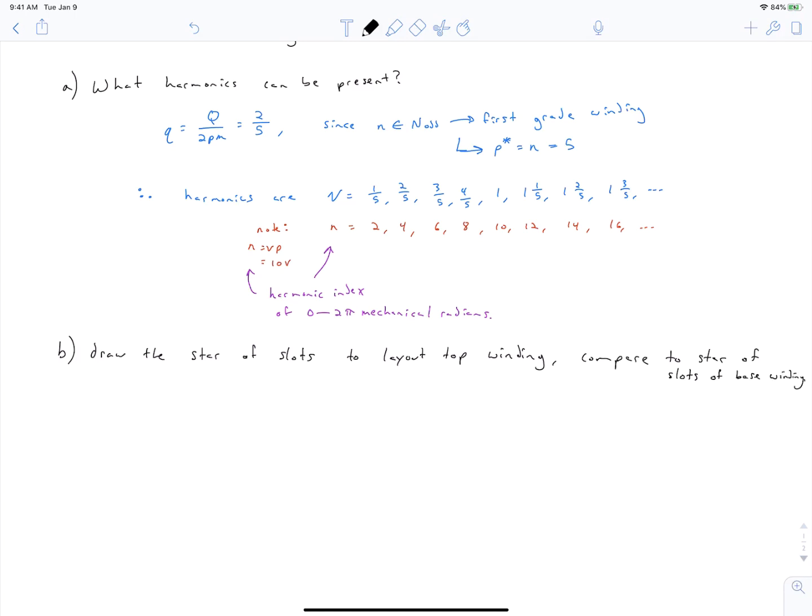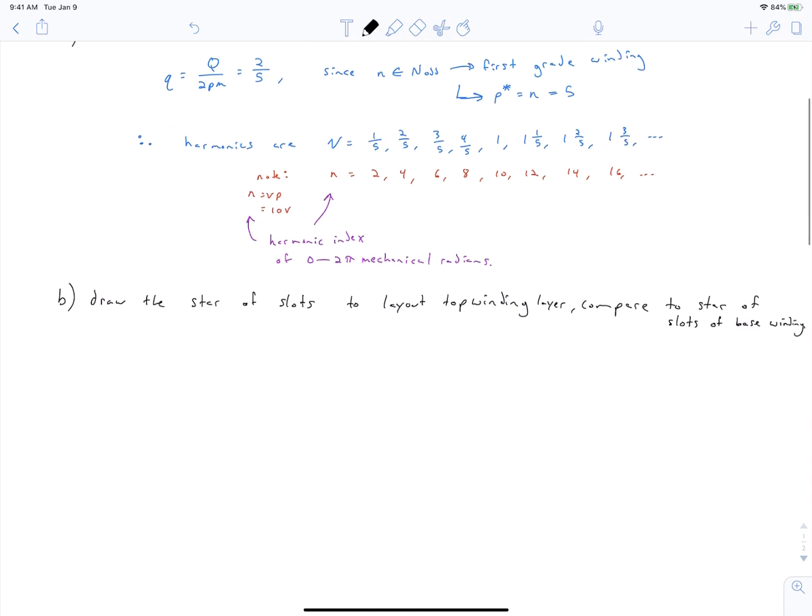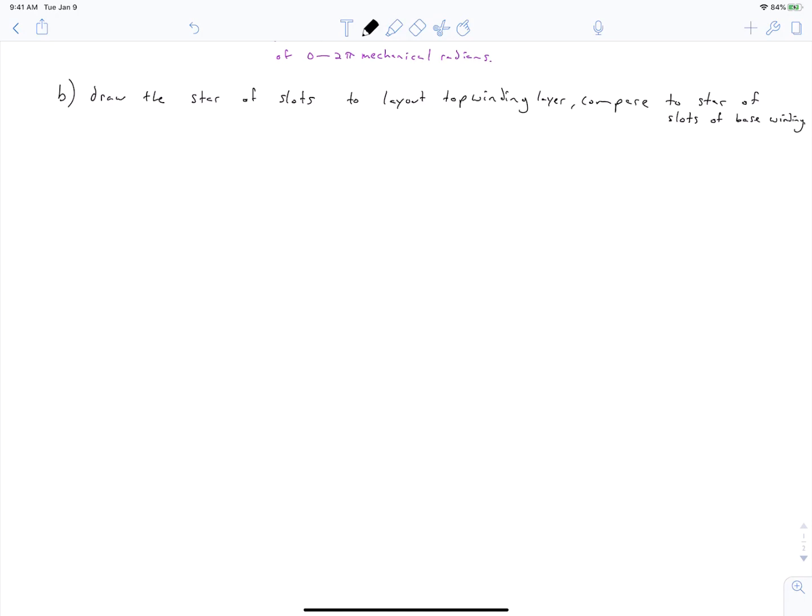Next, I want you to draw the star of slots to lay out the top winding layer. And then I want you to compare the star of slots to the star of slots of the base winding of this winding. So first, do the normal design steps, lay out the top winding layer by using the star of slots, and then compare that star of slots to the star of slots you draw for the base winding. Go ahead, give it a try, and resume watching the video when you're ready to watch me do it.